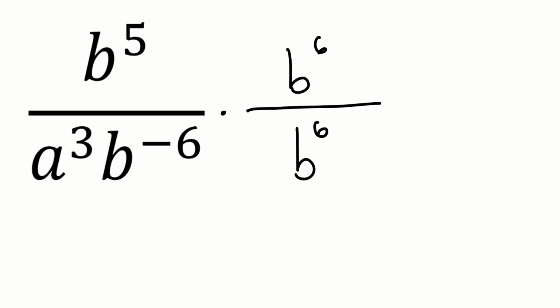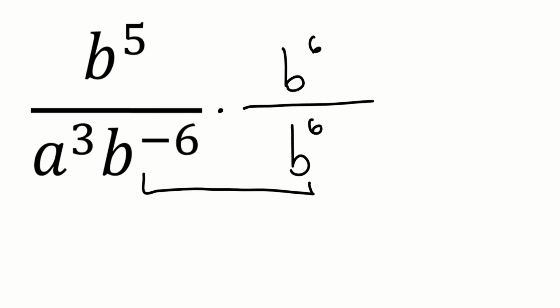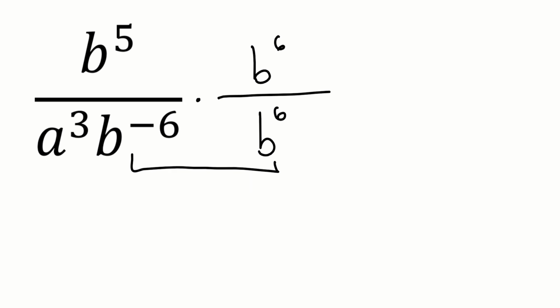When I multiply b to the negative 6th times b to the 6th, it's b to the 0, which means it's just now the number 1. So in my numerator, I now have 5 factors of b times 6 more factors of b, which means I have 11 factors of b. b, b, b, b, b, b, b, b, b, b, b. Actually, that was 11, I'm pretty sure.